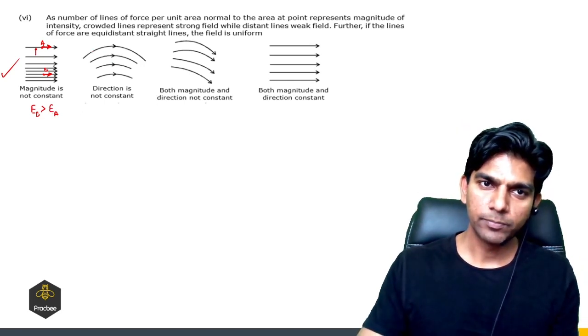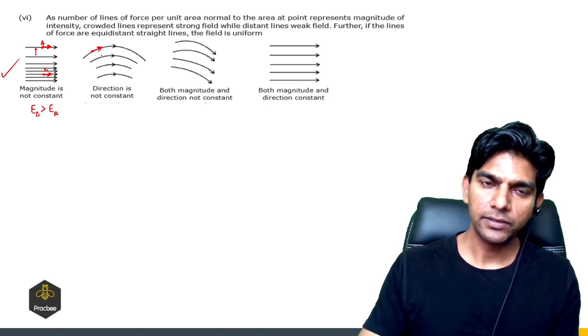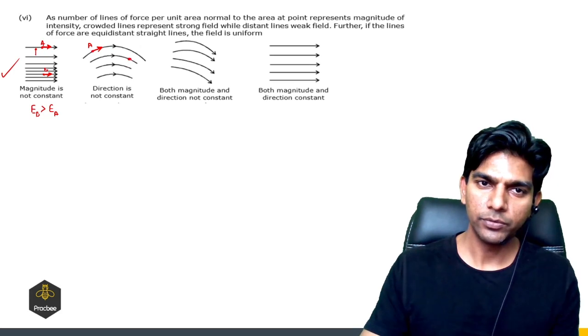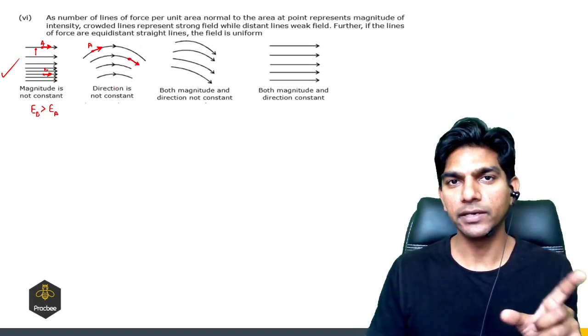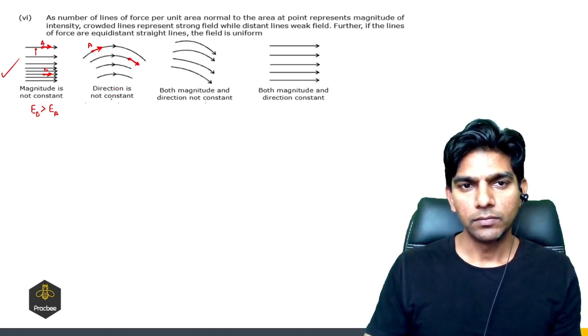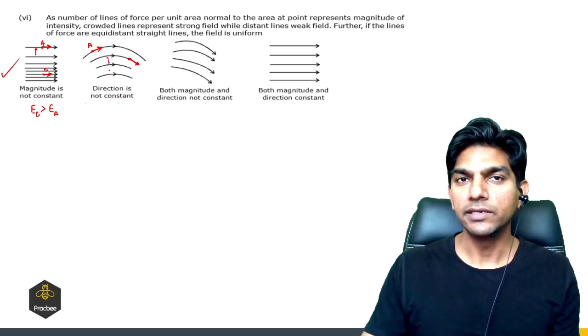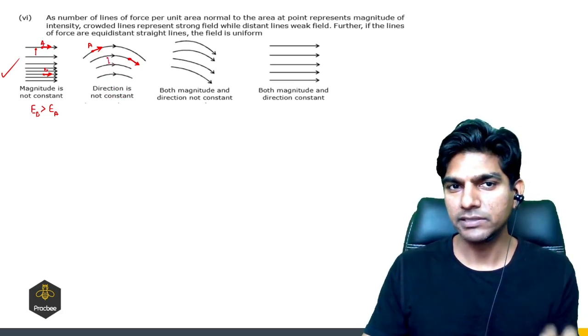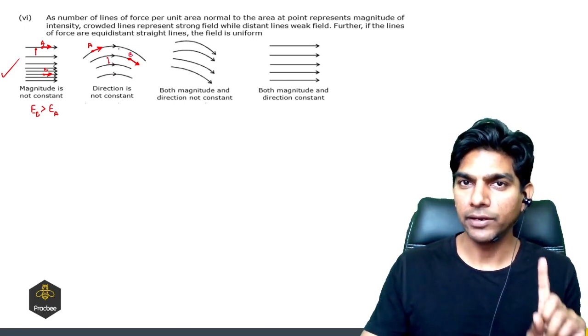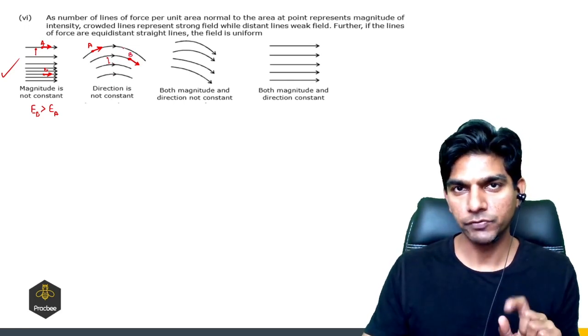In this case, we have given curved field lines. Electric field at point A is pointing in this direction, at point B it is pointing in this direction. So here the direction is changing. Got it? But the gap between the electric field lines is nearly same, so we can say they will have nearly the same magnitude. So at B and A the magnitude will be same, but the direction will be different.